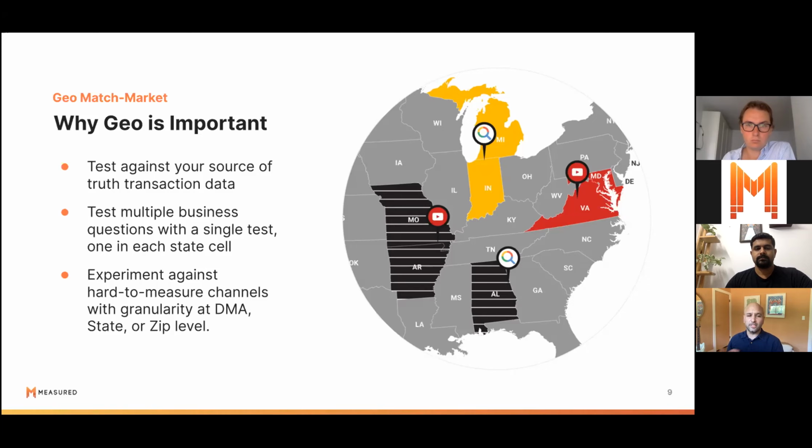And lastly, it's just really good for testing those hard to measure channels. It enables us to do this at different levels of granularity. So in this example, it might be states, but whether it be DMA, state, or zip level, having that flexibility to align the test to your particular business needs or the volume of transactions you may have is really important. So it's a super flexible and powerful testing capability that enables us to test a variety of different platforms and channels.